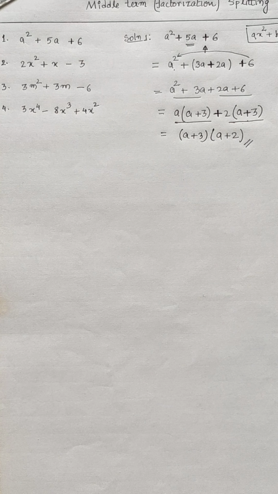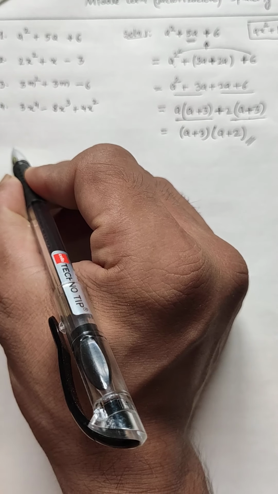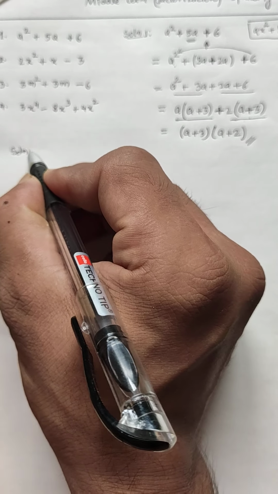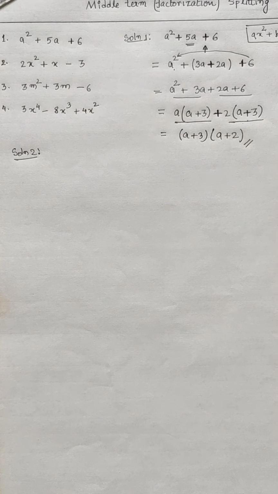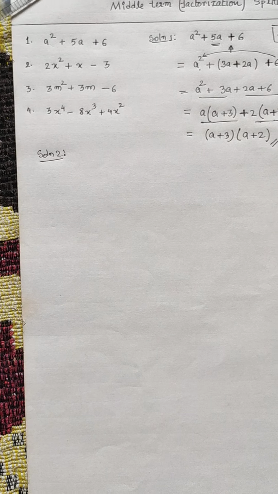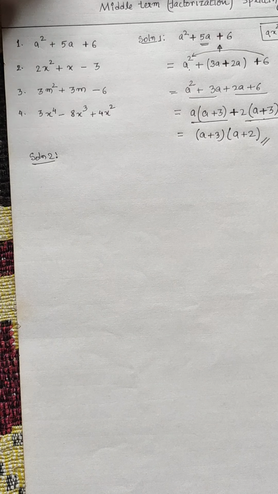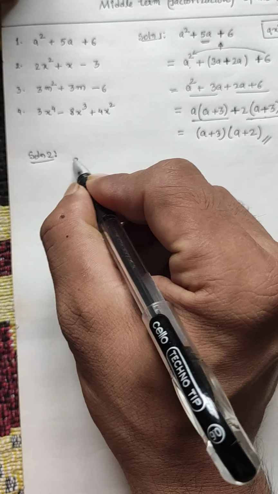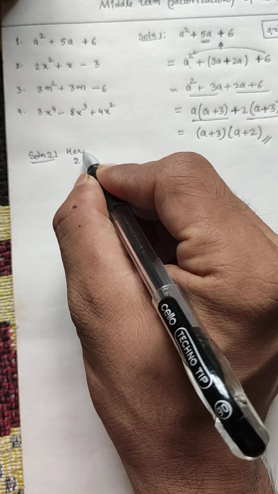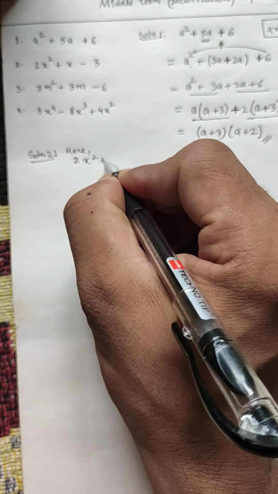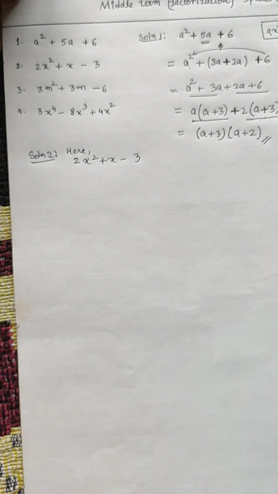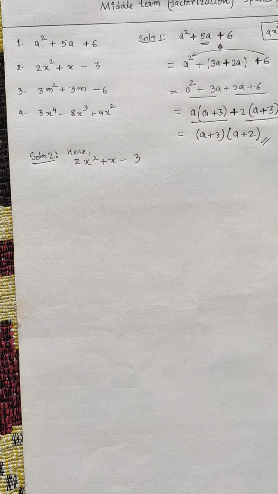Now let's move on to question number 2. So, solution of question number 2. While solving question 2, yes, this is also middle term factor. So what we will do is first write the question here: 2x square plus x minus 3. Sorry, 2x square plus x minus 3.